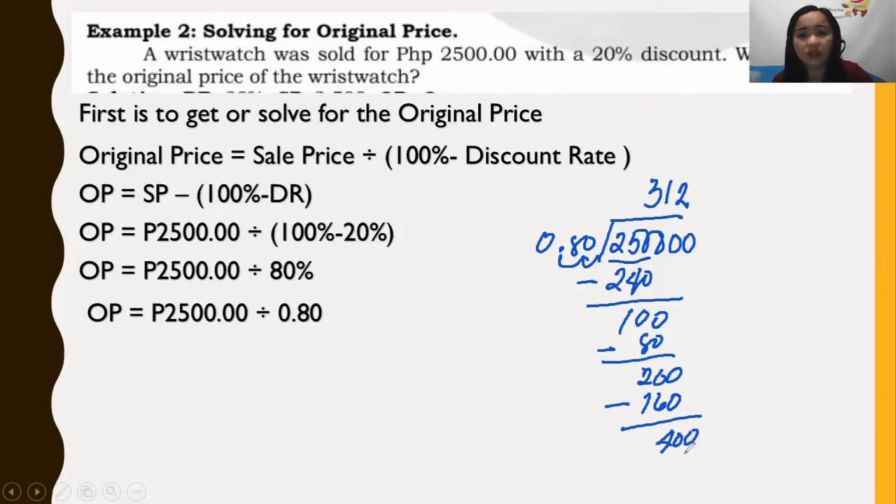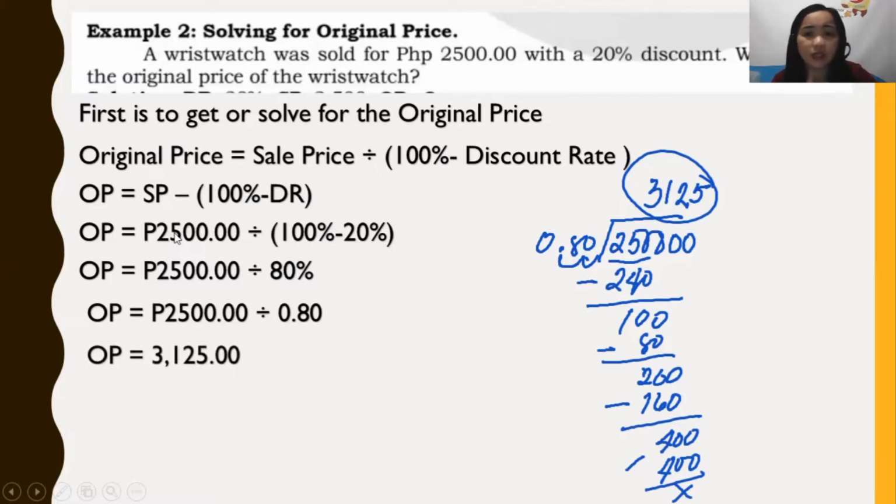Bring down another 0. And then we have 400 divided by 80. We know that is equals to 5, and that is 5 times 80 is 400. Subtract, then we get the exact answer. Therefore, 2,500 divided by 80% is 3,125. Therefore, the original price of the wristwatch is 3,125 pesos.